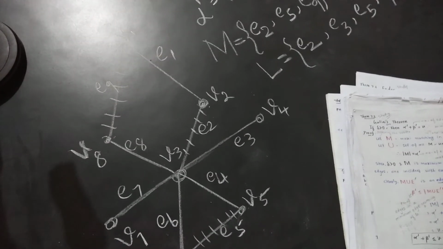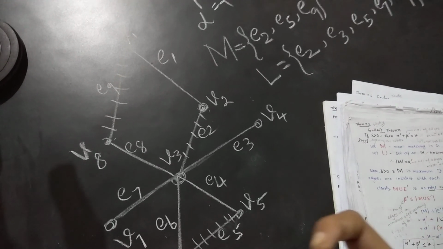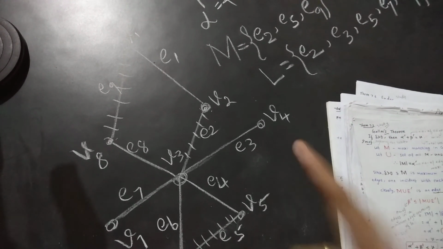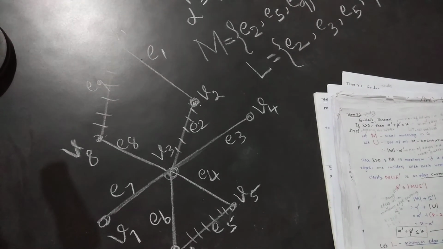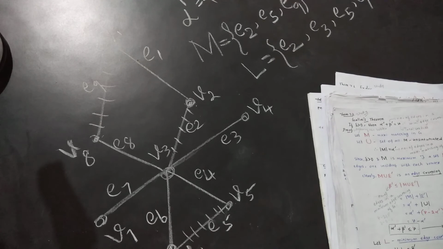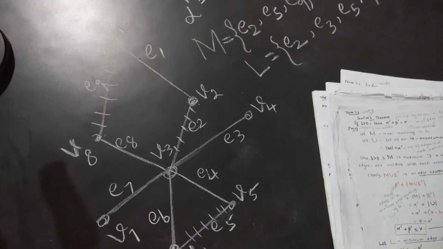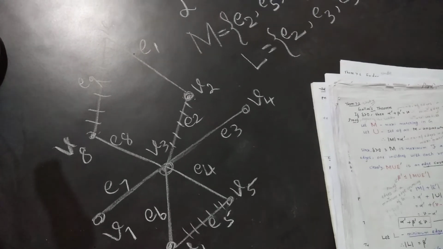So I hope you can understand that. Now I think you are clear with what alpha dash and beta dash are. Using this only you will prove the theorem. If you understood till this, then the proof will be easy for you. So in the next video I will explain the proof.